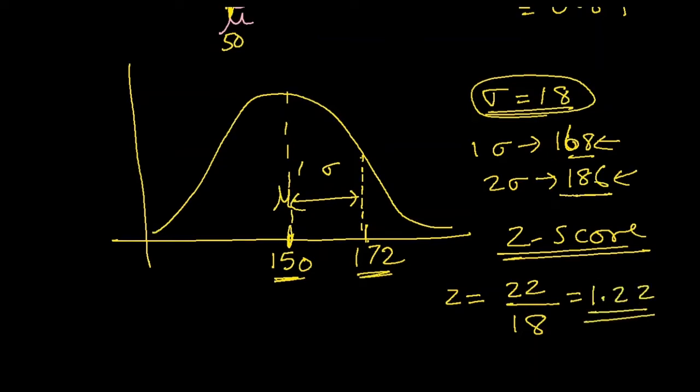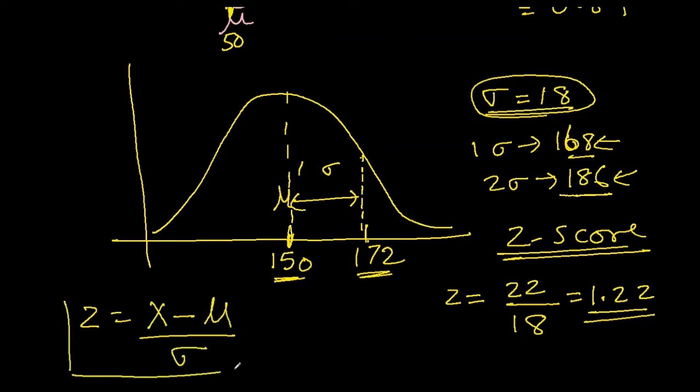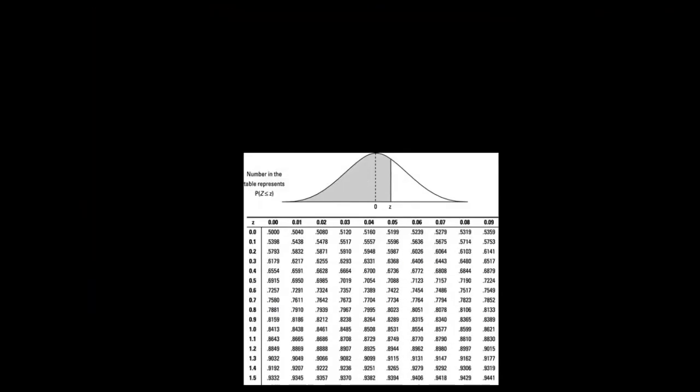So the formula for z-score is the x, whatever x is there, subtract the mean from it and divide by the standard deviation, and this is the formula to find z-score. So once we have got this 1.22, what do we do? Then we go to a table which is called the normal distribution table, which looks like this.